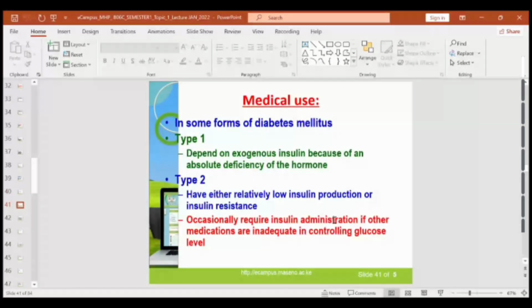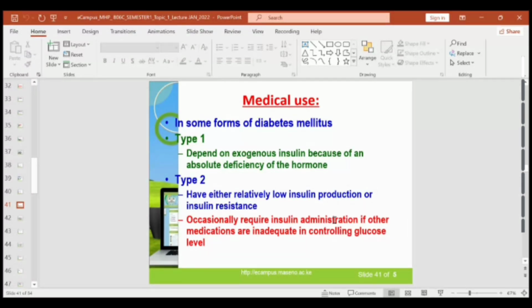Some of the medical uses of insulin are in type 1 diabetes. It's called insulin-dependent diabetes, or simply type 1. This tends to happen in childhood because of damage to the beta cells, and the person has to depend entirely on an exogenous, or external, source of insulin for life.